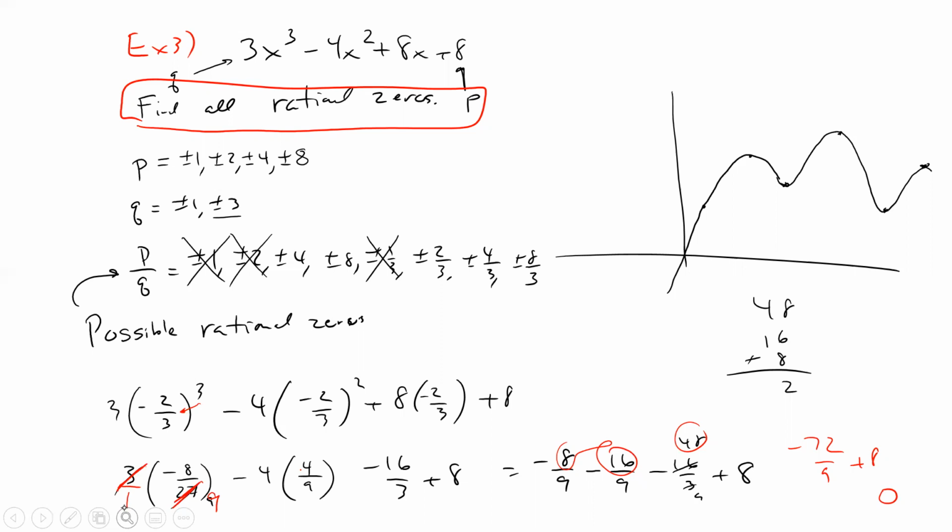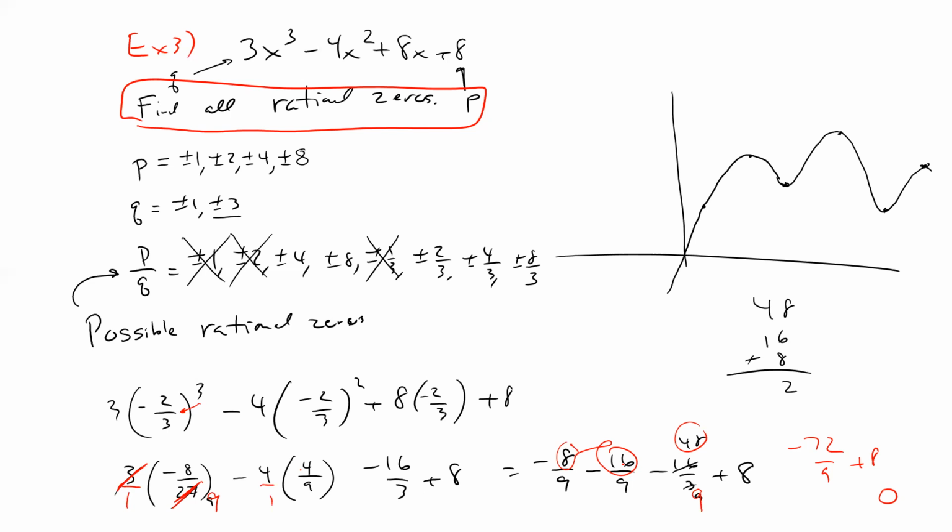So -8. Then I have 4s that don't cancel because they're top and bottom, so that makes a -16. 8 times -2 is -16/3, but then I need to make it a denominator of 9. So I'm going to multiply by 3, makes 48. And so it's -8/9, -16/9, -48/9. Makes -72/9 plus 8 is 0. Are we good?